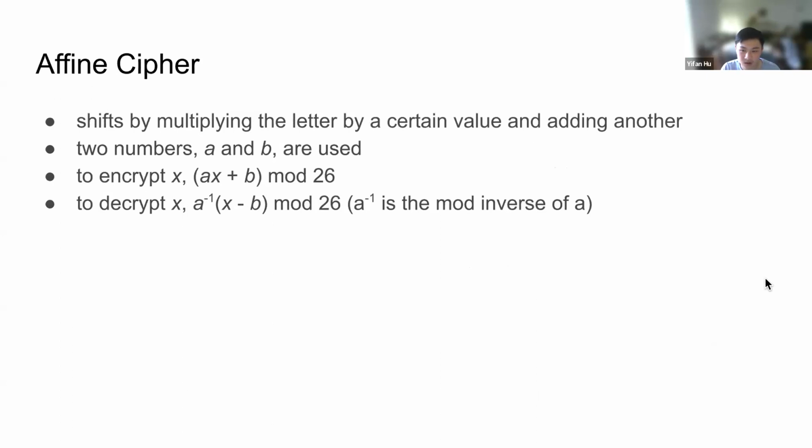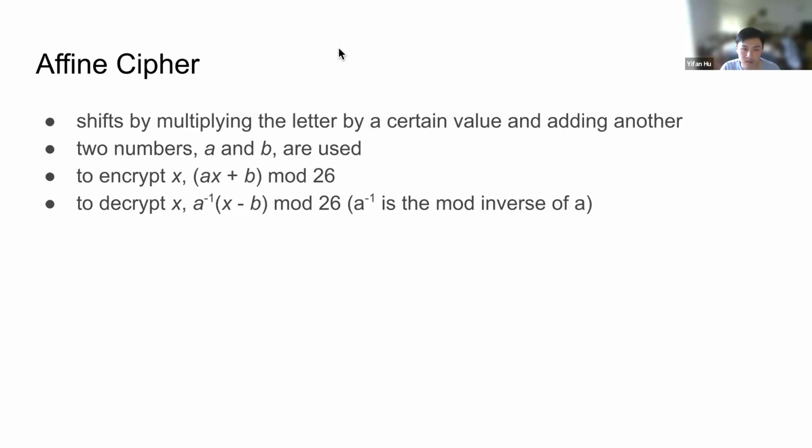So the cipher works by encrypting a letter, and you multiply it by this A. This value usually is given, and then you add another number B, which is also usually given, and then you translate it into another letter.